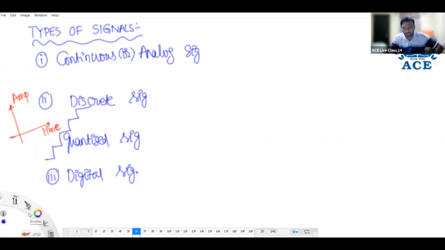What is the definition of a continuous signal? Signal means flow of information. Continuous signal means continuous flow of information. It occurs for continuum values of time.